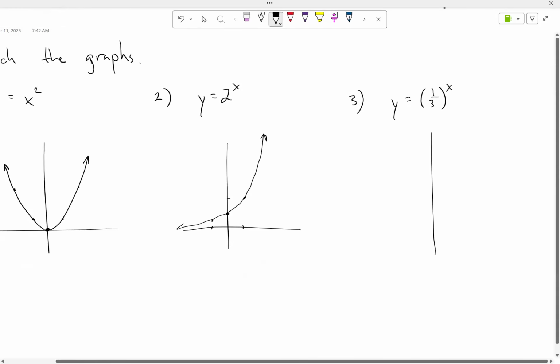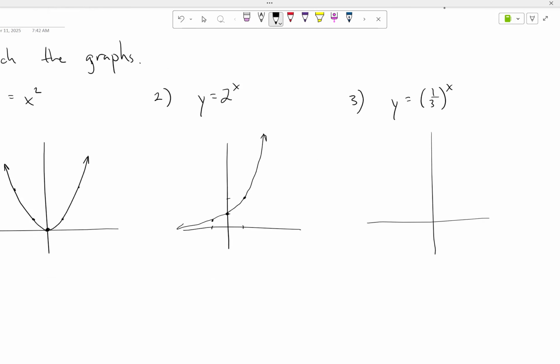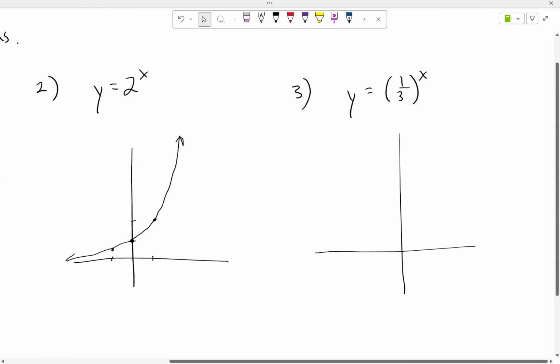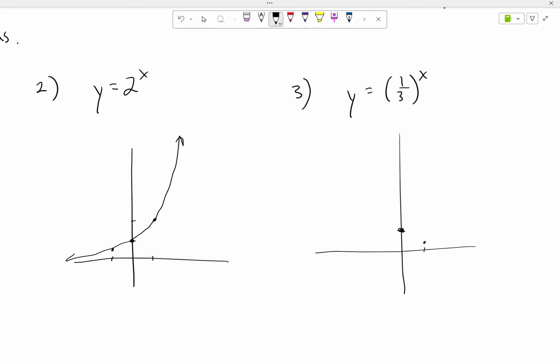And for this one, is this a rational function? Oh, it is not. The base is a rational number, but it's still exponential. Please show me what this one looks like. Yeah, and this one also crosses through the point (0, 1). If I plug in a 1, I'd get a 1/3. If I plug in a -1, I get a 3. Something like that. You have this on yours?